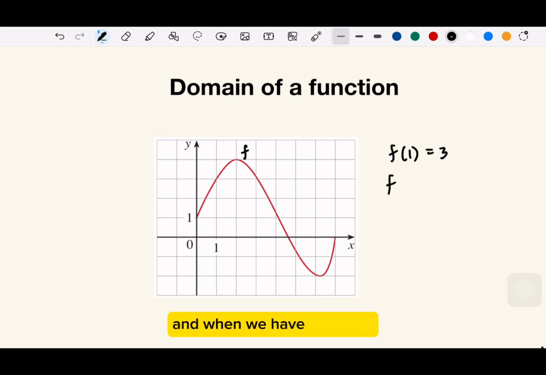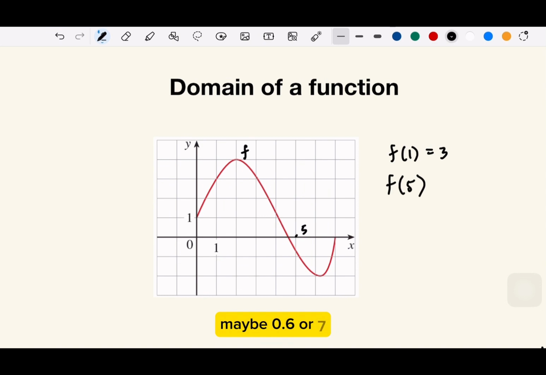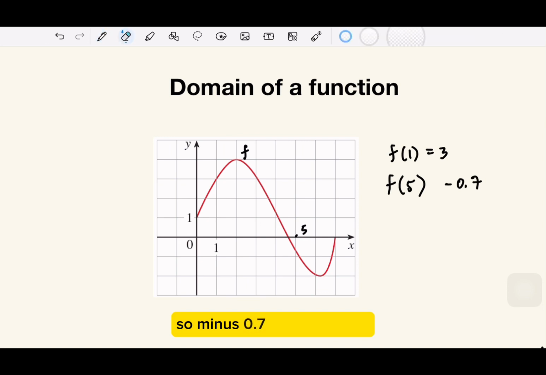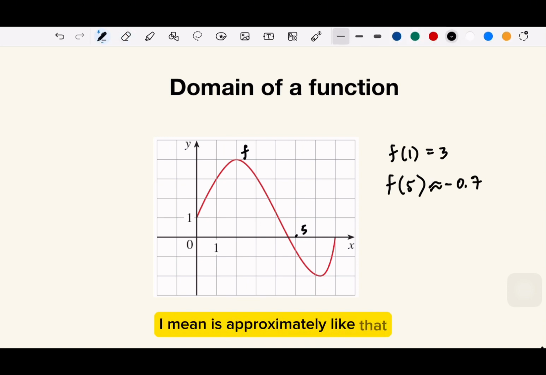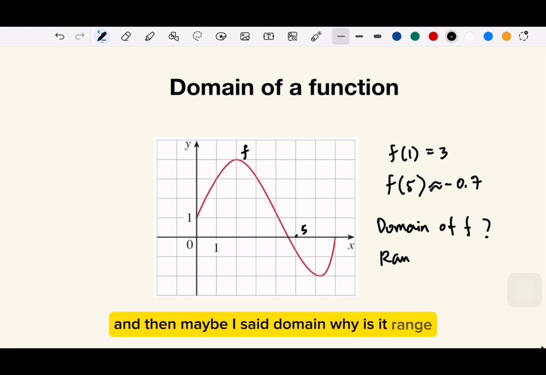And when we have x equal 5, 2, 3, 4, 5 is here. So it's going down. It's touching the negative side and it's less than 1. Just using estimate, maybe 0.6 or 0.7. Maybe just take it 0.7, so minus 0.7 approximately. Okay, but the next question is, what is the domain of the function? And then after the domain, what is the range?